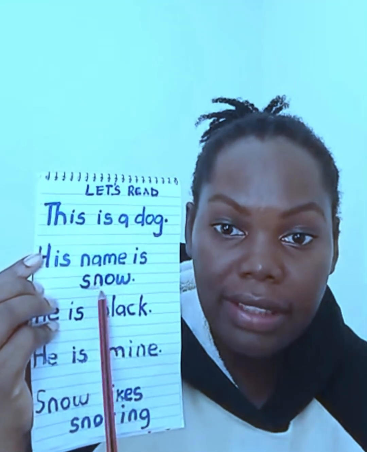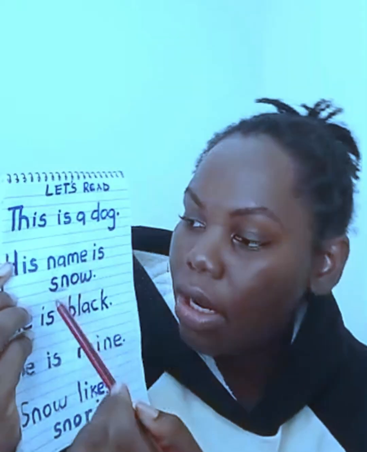Snow. So this sn is a blend. Remember talking about blends? If you haven't watched that video, please go back and watch it. Sn is a blend whereby these two letters are spoken quickly together, but each of these letters makes its individual sound. Sn, sn. And this ow is a digraph that makes the sound o. Snow, snow. His name is Snow.